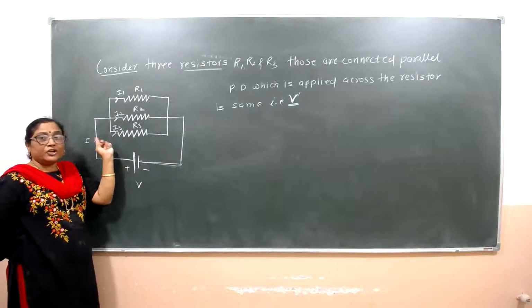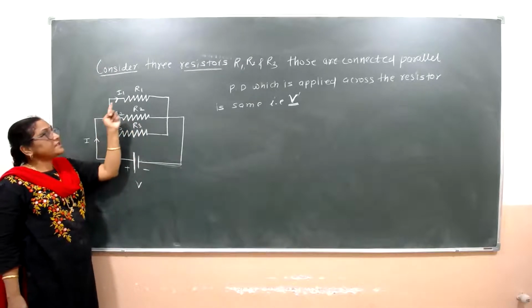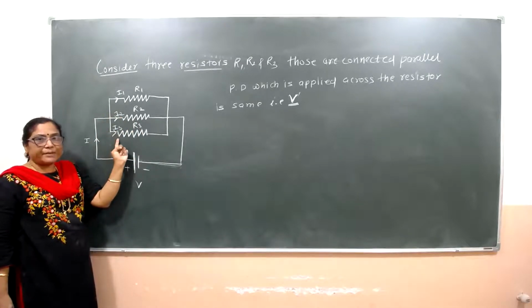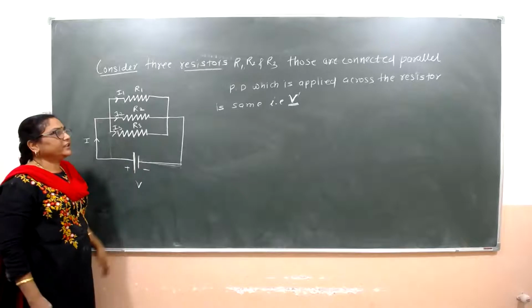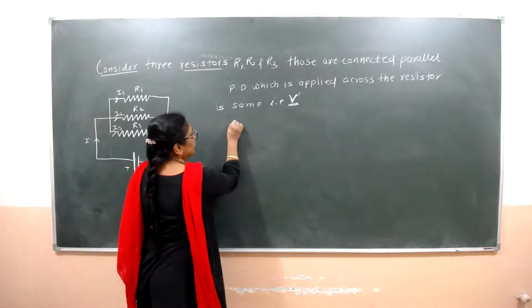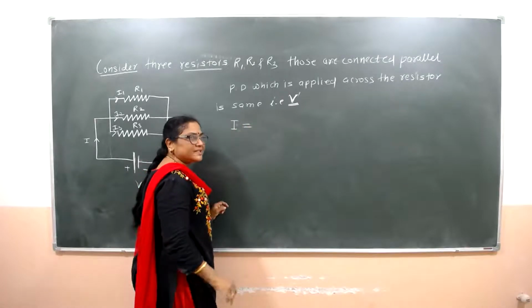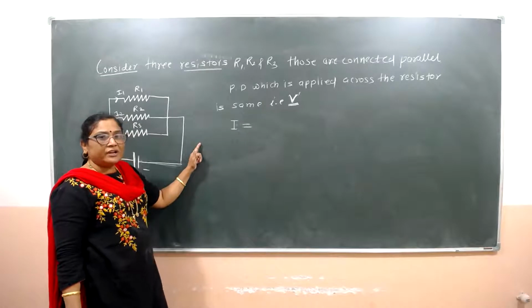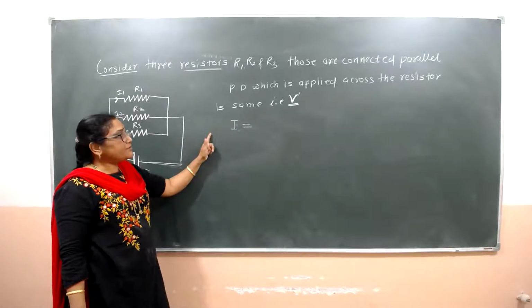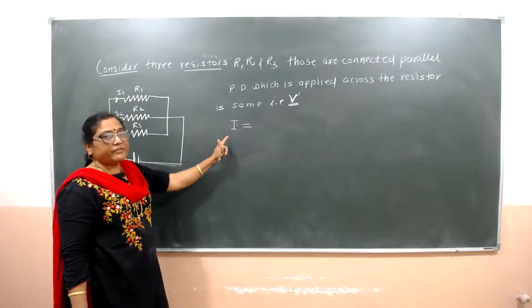The total current flowing in this combination is I, which is divided into how many parts? Three parts. That means I is equal to I1 plus I2 plus I3. Therefore, take the first equation. In the series combination, the potential is different but the current is the same. But in the parallel combination, the potential is the same, so which value is divided here? Current is divided.